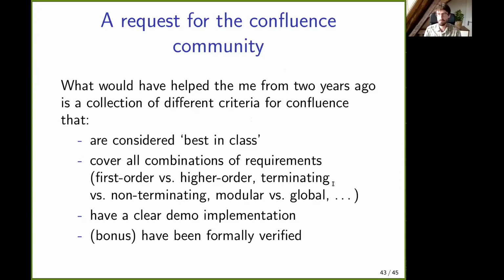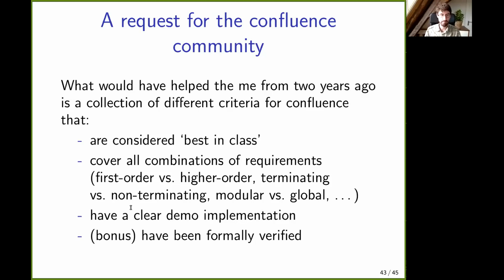So for us, it would have been really useful to have some kind of database or collection of these Confluence criteria. First of all, I wanted to know which ones are the best for a specific application, and what requirements or things they support. So first order or higher order rules, terminating or non-terminating rules, is it modular or not? Those were all questions that I had.